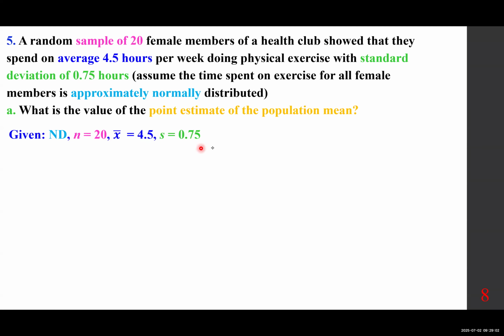So first we write the given. We have a ND, short for normal distribution. n is 20. X bar, because it's a sample, and S, because it's a sample, are given. And in general, we want the point estimate of the population mean. The point estimate of mu is X bar, which is 4.5 hours.